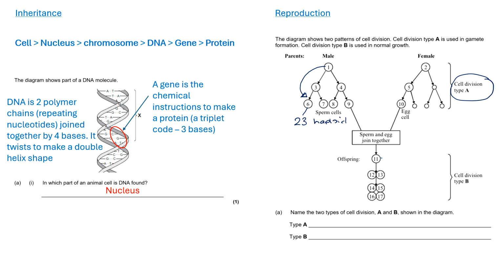We can then see in the second type of cell division that we have one cell that goes to 2 cells. So this is where mitosis has taken place. We have 2 genetically identical daughter cells and they are diploid. Make sure you can distinguish between the 2 types of cell production and reproduction. So to answer this question, the 2 types of cell division A and B in the diagram, type A is meiosis and type B is mitosis.